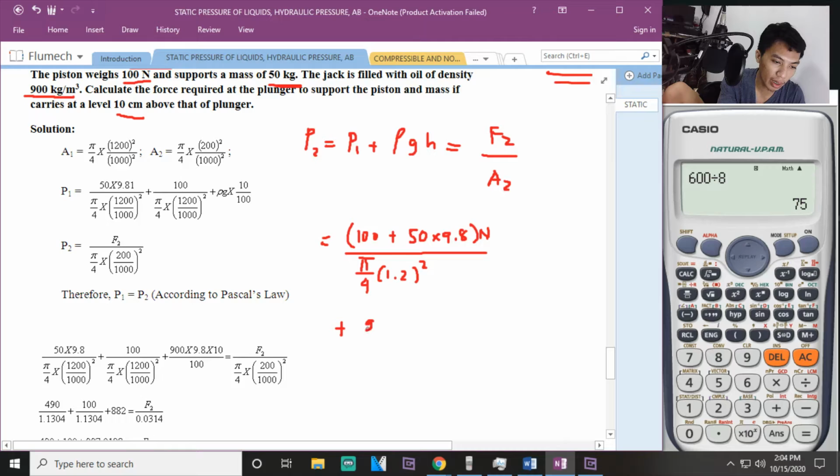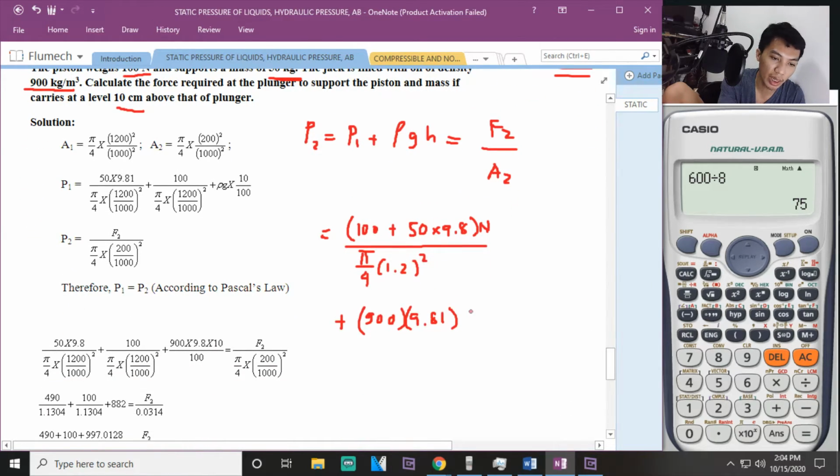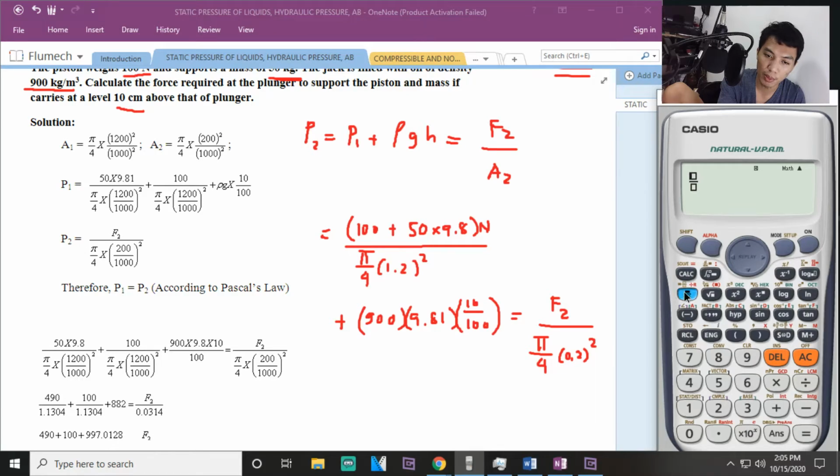So, 900 times 9.81 times the height. Ano ba yung height dyan? 10 cm. O di 10 divided by 100, kasi 100 cm is 1 meter, para meter na lalabas. And then, equal to, ano ba yung force na hinahanap? Force 2 over pi over 4 times 0.2 squared. Mahanap uli natin si force 2. Ganun uli yung calculation natin kanina.